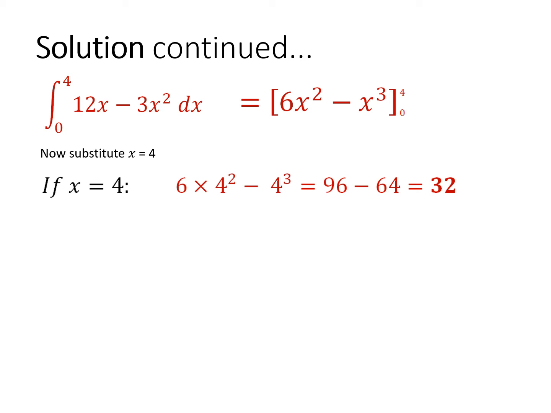Then we put the lower limit, the 0, into the equation. Now, actually, you don't really need to put 0 into an equation. If you put 0 into it, you're always going to get 0. The area between 0 and 0 is always going to be 0. So it does come out as 0.